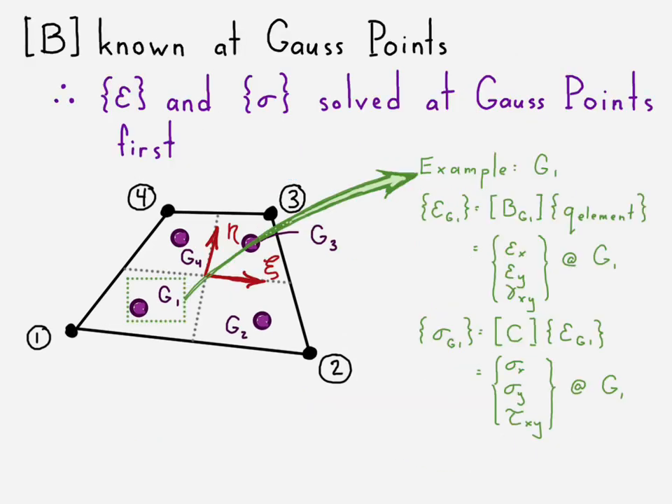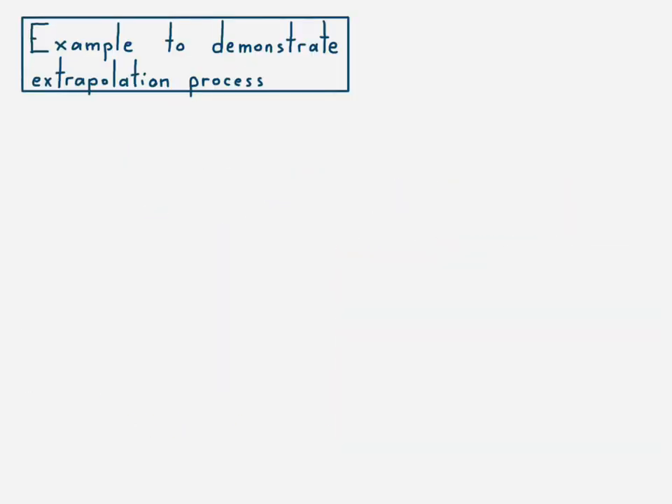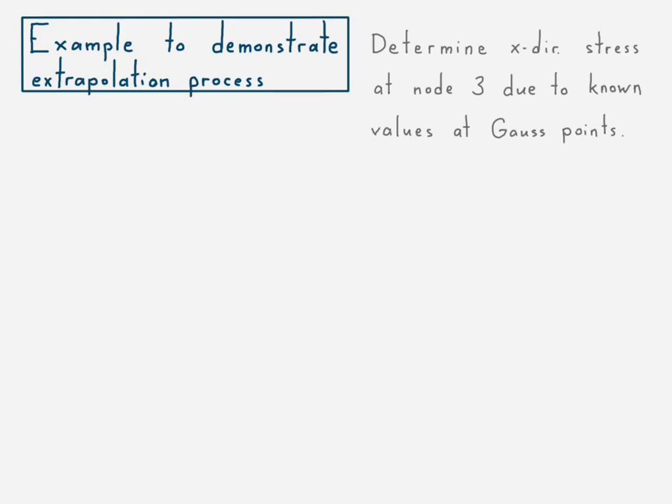We're going to assume that this portion, where we find the strains using the strain displacement matrix and the displacements at each Gauss point, then subsequently finding the stresses from those strains in the constitutive matrix at each Gauss point, is relatively straightforward, that you're able to do that. And now we're just going to look at how exactly we can use those Gauss shape functions to extrapolate stresses from the Gauss points to the nodes. Specifically, we're going to look at node 3. And we're just going to look at one stress instead of the whole vector. We're just going to pretend that we're looking at the x direction stress.